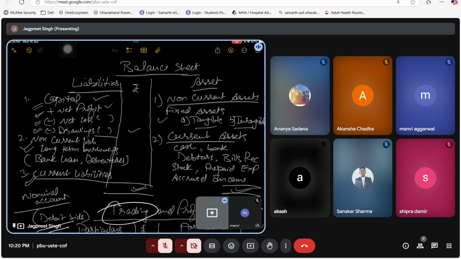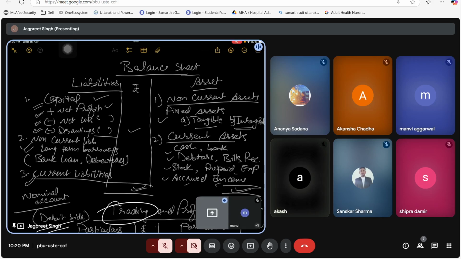Like tangible, the things which we can see or touch physically, which are accessible, have existence. And examples are land, building, plant, machinery. And intangible means goodwill or patents or software, computer software. These are the intangible assets. And current assets are, as we have already discussed. So I've already written here.